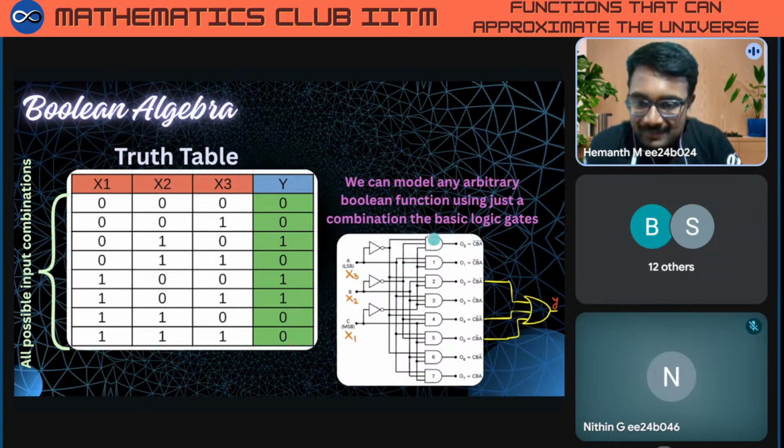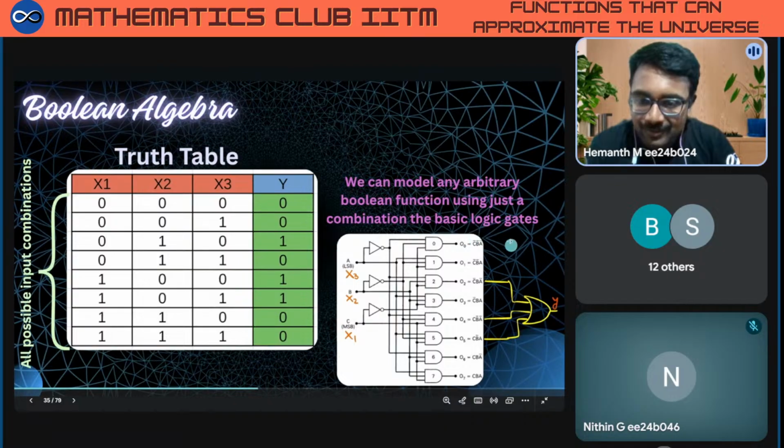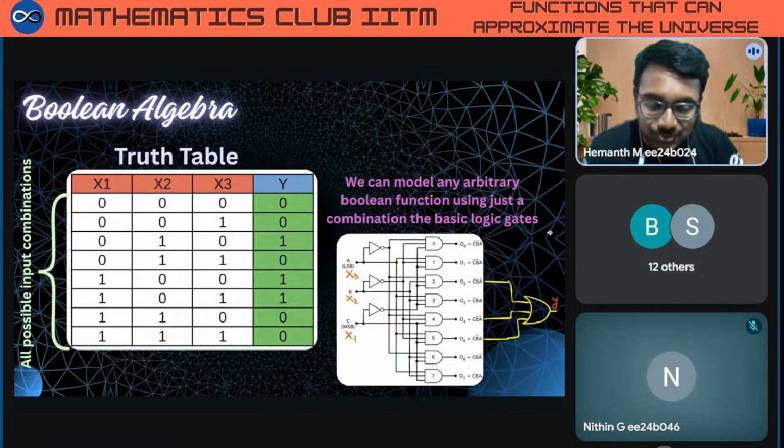So we don't even need these other extra AND gates. They're just to show you that we can extend the same logic to other functions as well. If you have a 1 here, you can even take this and pass it through the OR gate.